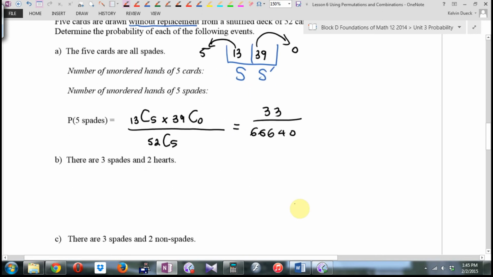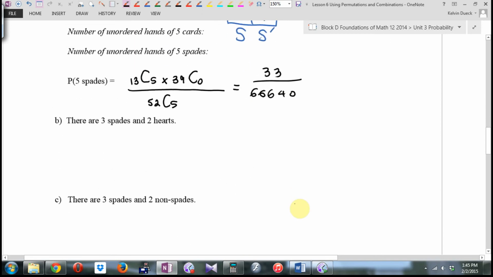B. 3 spades and 2 hearts. How many categories am I going to have in my bucket this time? 3. Good. What are they going to be? Spades, hearts, and let's call it others. You could also call it not SH, but whatever.